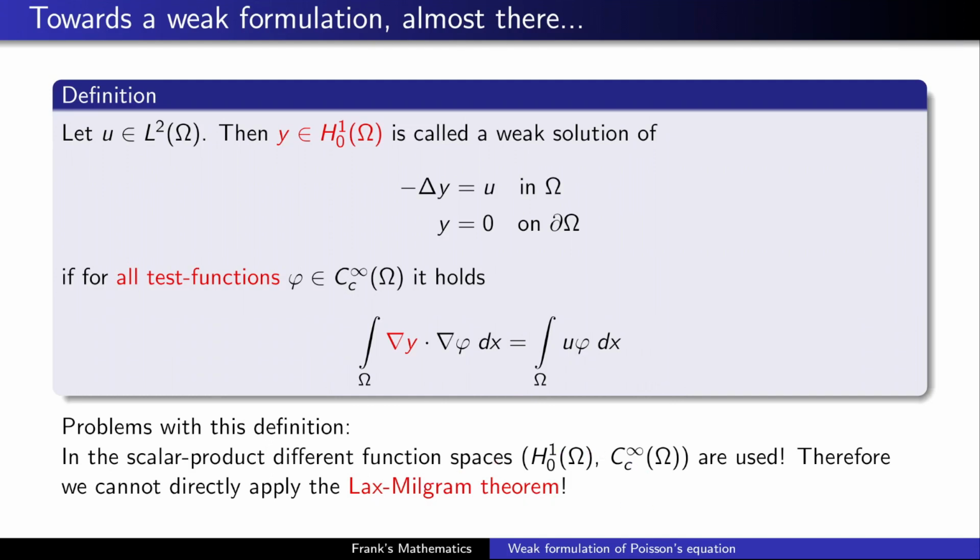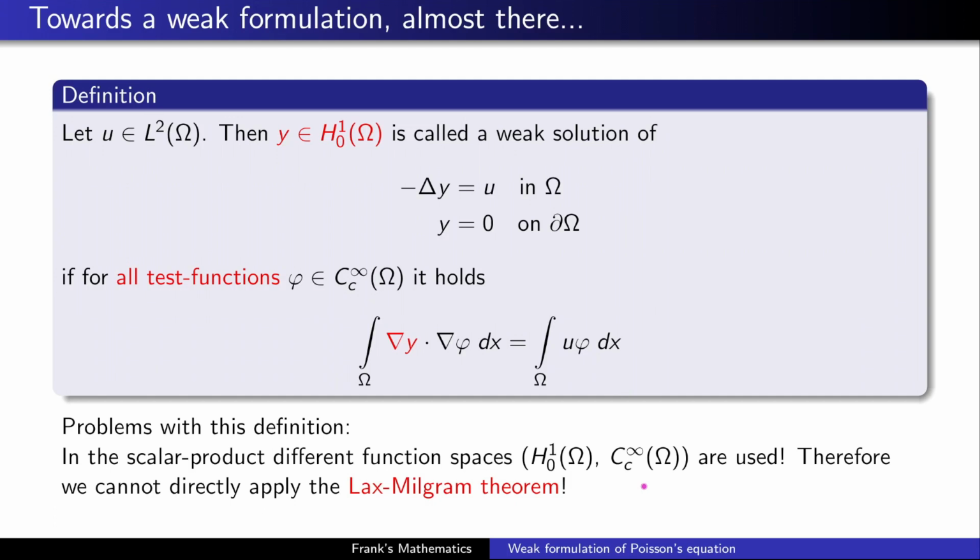I want to point out that there is a weaker formulation of the Lax-Milgram theorem where the spaces used can be different, but here C_c infinity is not even a complete space with respect to the H1 norm. So this does not work here. So let's try to get rid of this C_c infinity space.